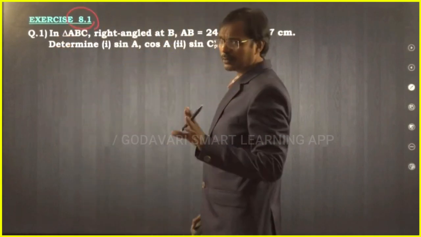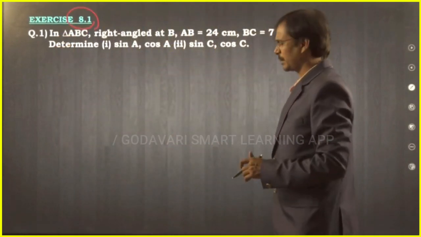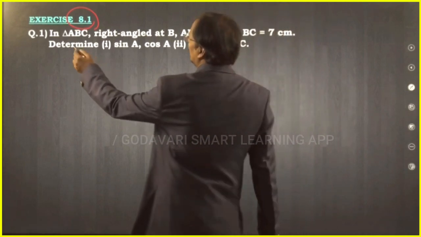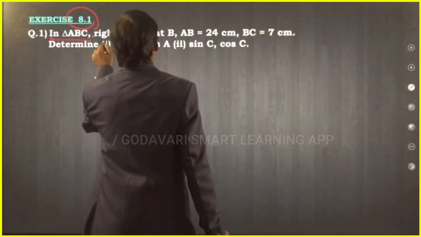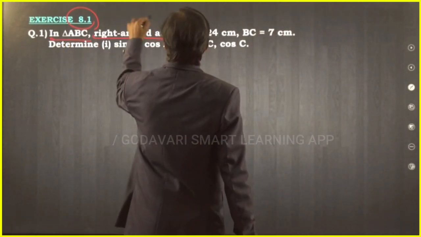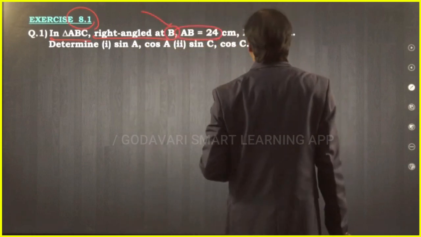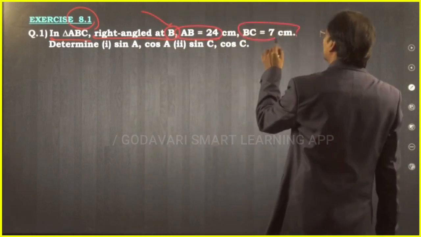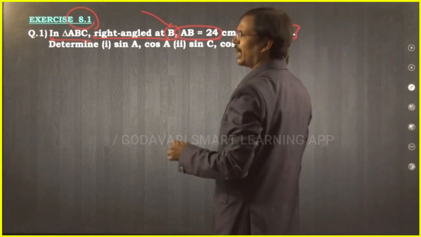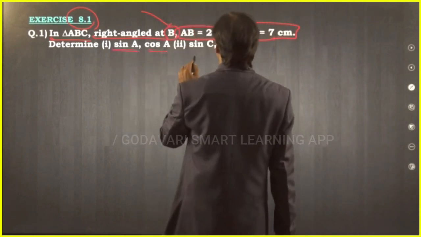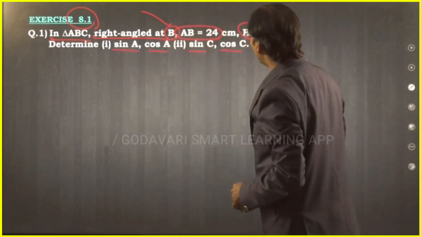8.1. The 8th chapter, the first exercise, the first problem: in a triangle, right angle at B, the side AB is 24 centimeters and BC is 7 centimeters. We have to find sin A, cos A, and sin C, cos C.